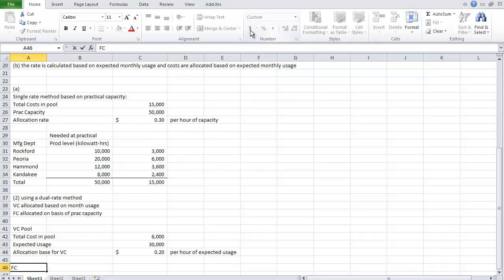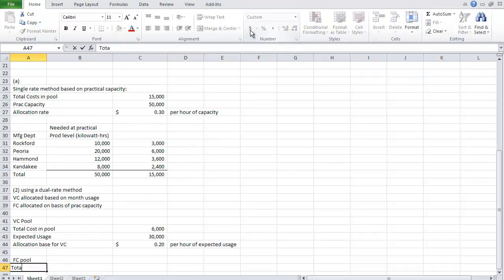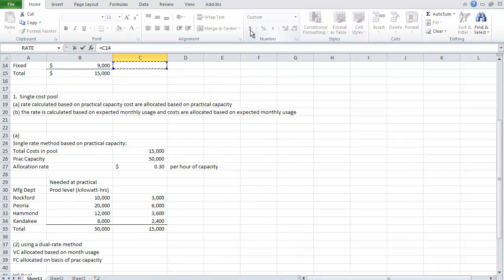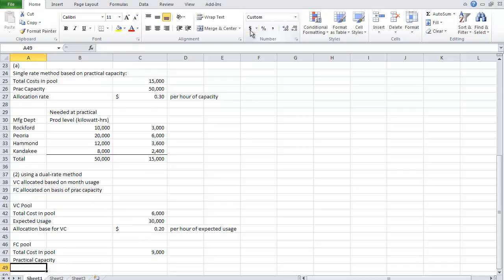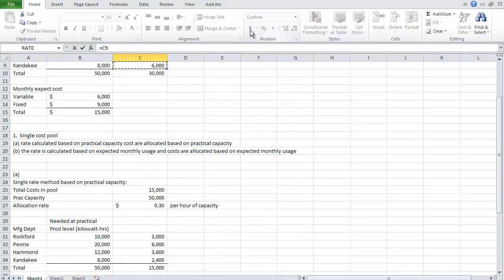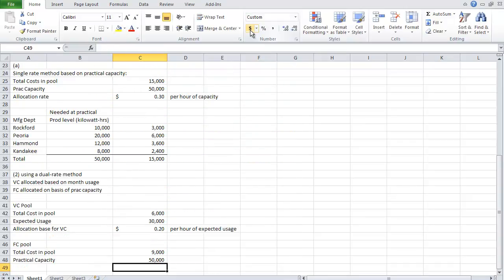Our fixed costs, which we now do separately because we're doing a dual rate system, we'll take the total fixed costs, which we were told are 9,000. In this case, we're told that we're going to allocate this based on practical capacity, which we know is 50,000 kilowatt hours, and then we'll come up with an allocation rate.